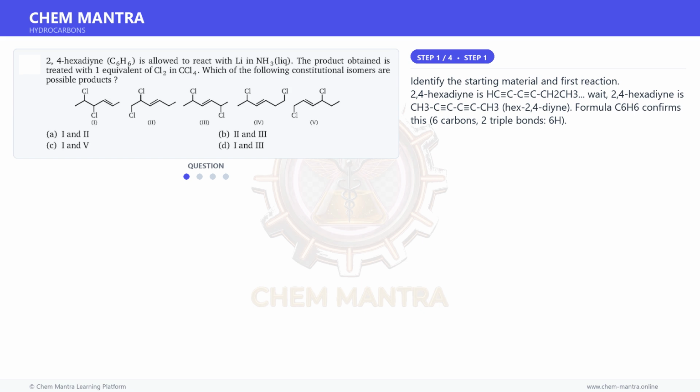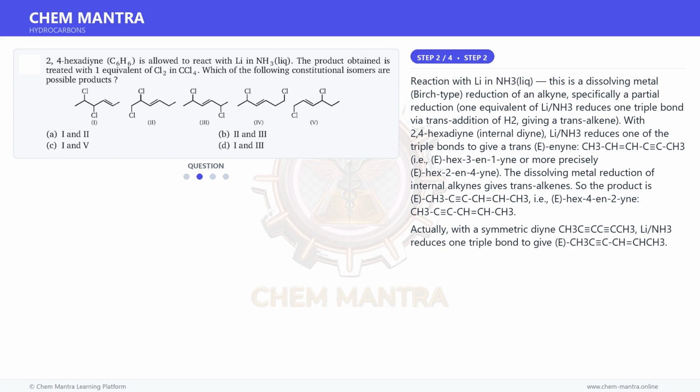2,4-hexadiene is HC≡C-CH2CH3. Wait, 2,4-hexadiyne is CH3C≡C-C≡CCH3, hexa-2,4-diyne. Formula C6H6 confirms this: 6 carbons, 2 triple bonds, 6 H. Moving on to the next step.